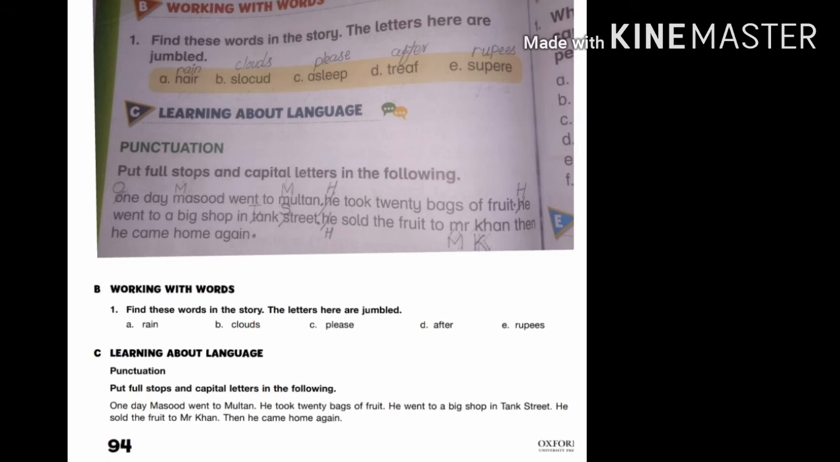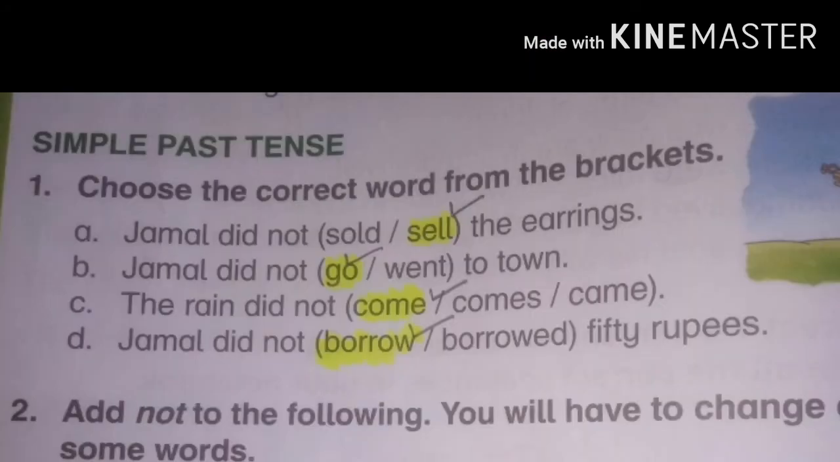Next, simple past tense. Number 1, choose the correct words from the brackets. These are the sentences of past indefinite tense. In simple past tense, do remember in past indefinite tense, second form of the verb will be used with simple sentences, whereas in negative or interrogative sentences of past indefinite tense, first form of the verb will be used. I repeat, in simple sentences of past indefinite tense, second form of the verb will be used, whereas in negative or interrogative sentences of past indefinite tense, first form of the verb will be used.